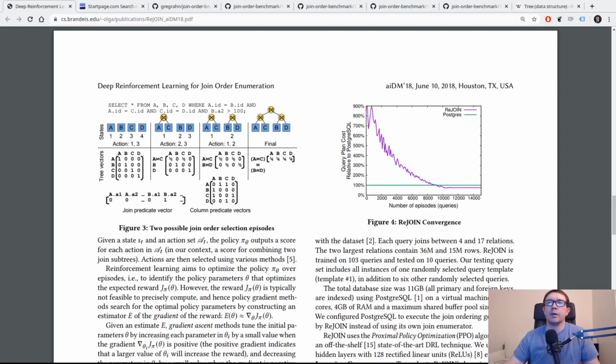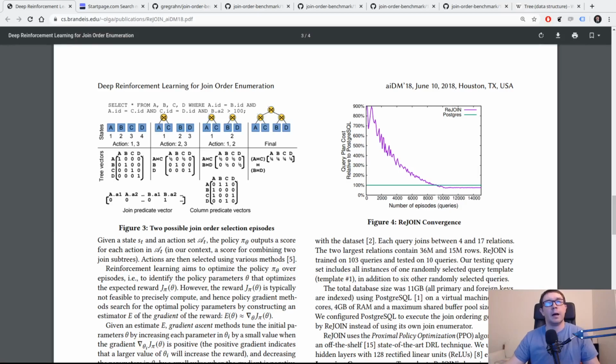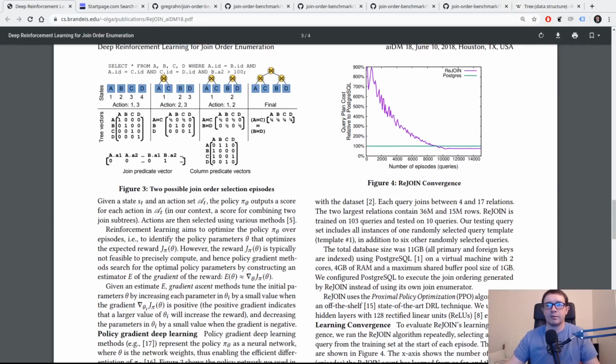And you see that after about 8,000, 9,000 episodes, right here, it kind of converges to the performance and in fact beats the performance of PostgreSQL. So that is encouraging. At least in some conditions, it does better than the optimizer built into PostgreSQL. That's very cool.